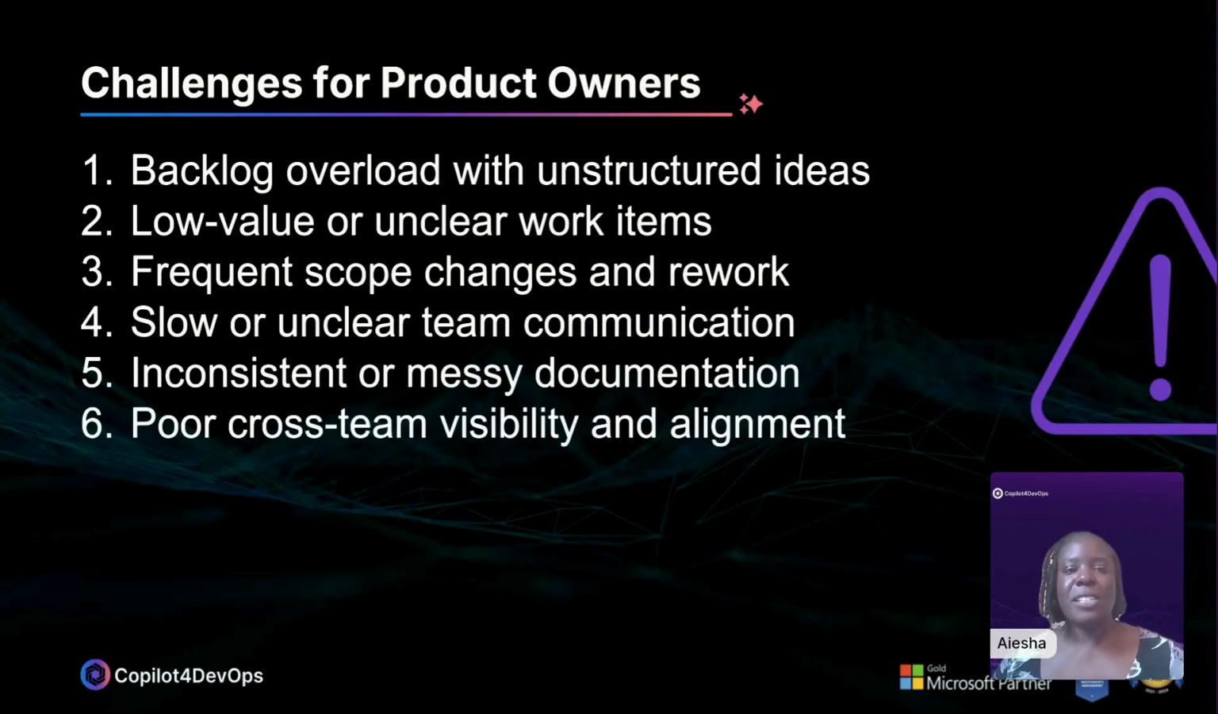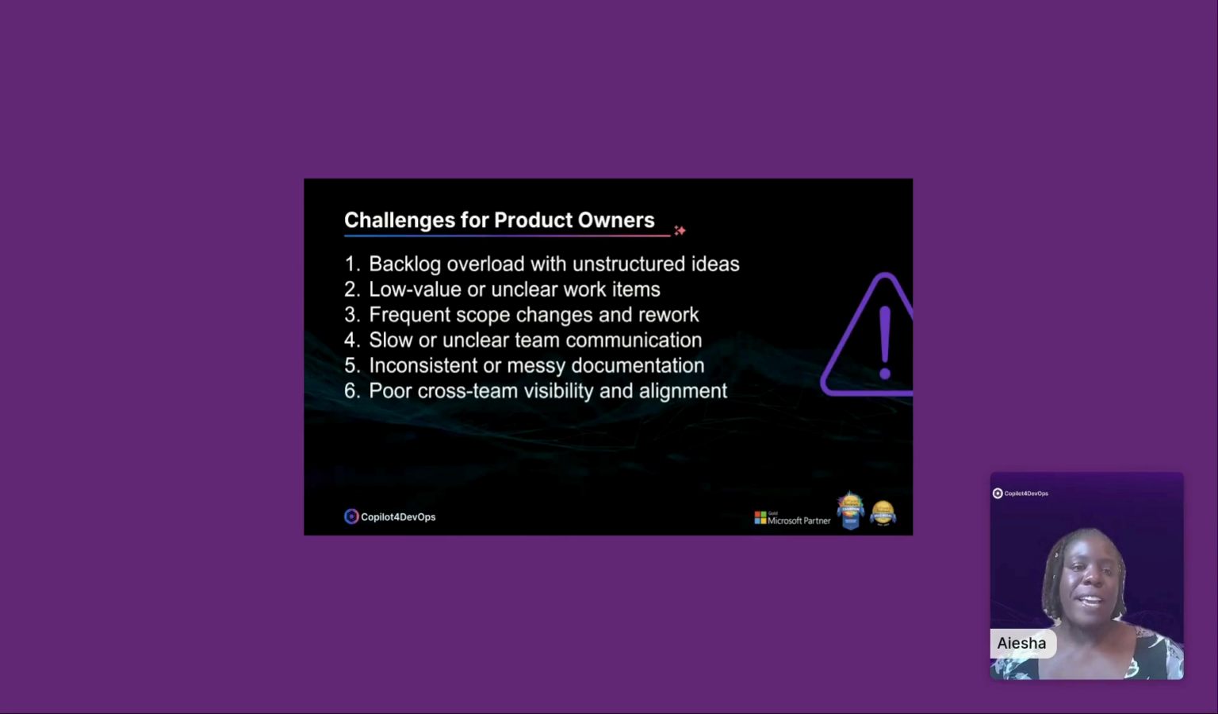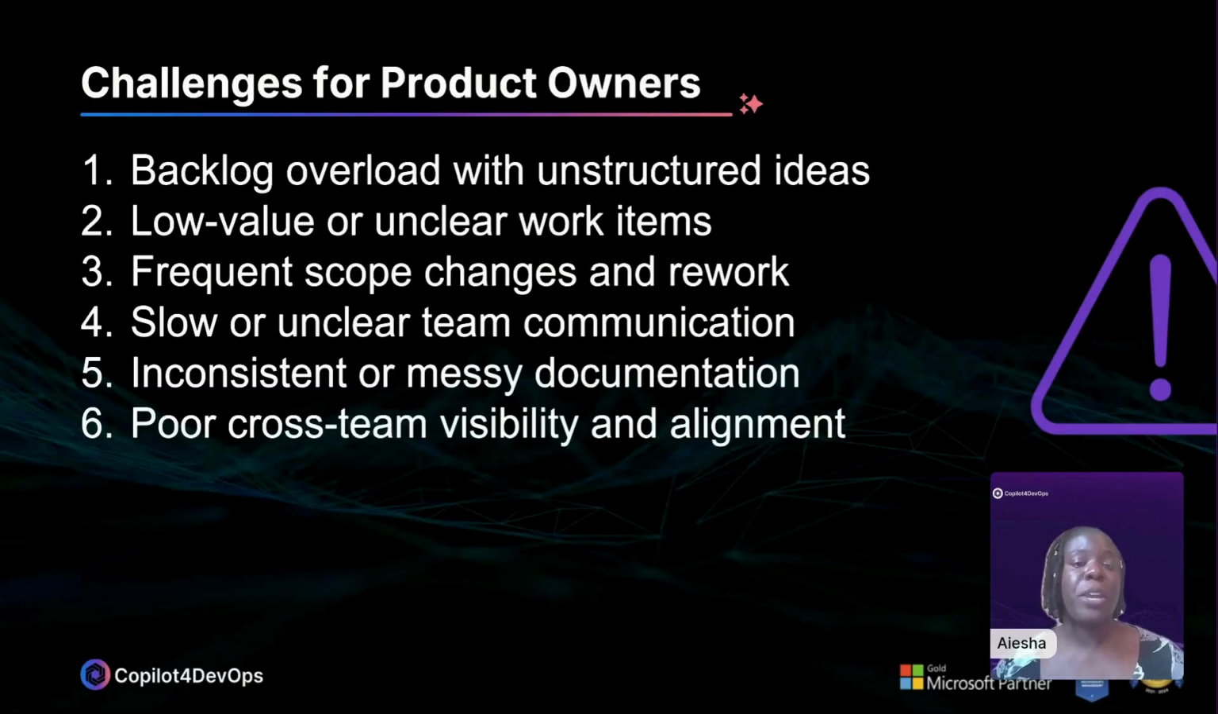Here are some of the challenges that we see a lot of product owners face: backlog overload, low value or unclear work items, frequent scope changes and rework, slow or unclear team communication, inconsistent documentation, and then poor cross-team visibility and alignment. We're going to launch a poll, and we'd love to hear from you.